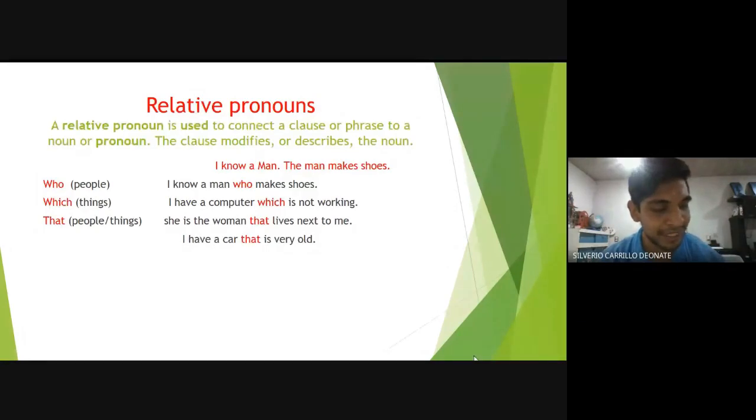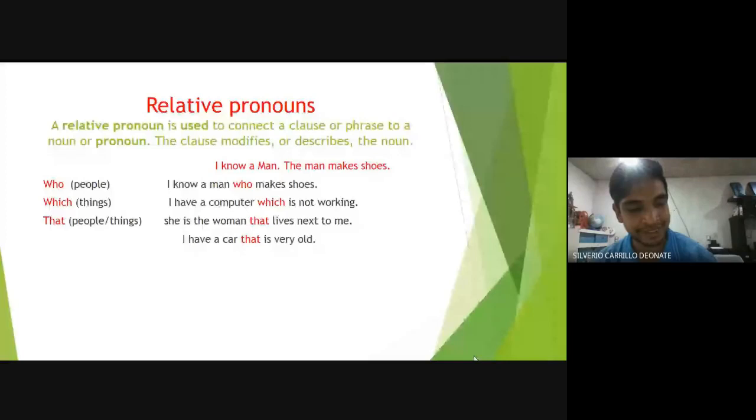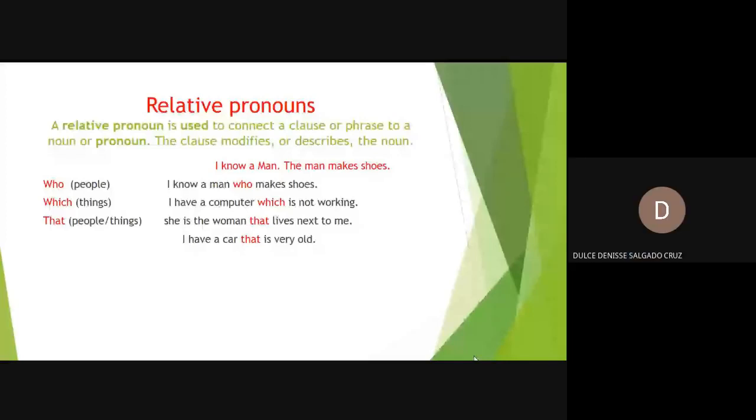Someone else? Yes, go ahead, please. Son dos de cada uno, ¿verdad? Yes. Okay. I know a family who makes wooden doors. Someone who eats a lot is fat.